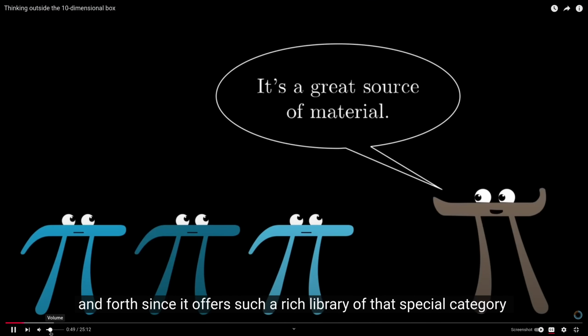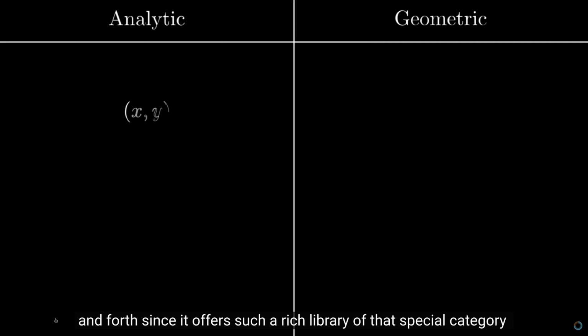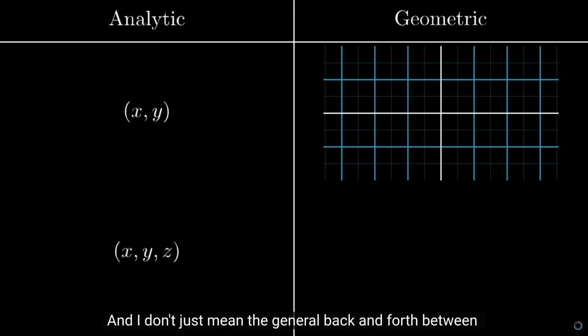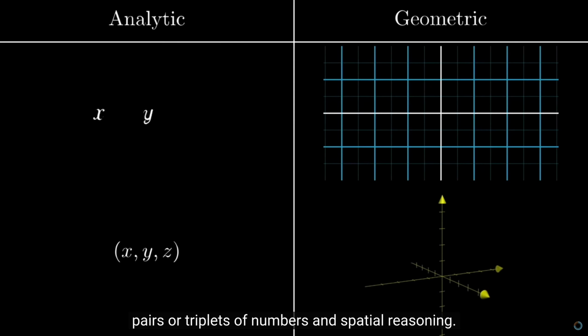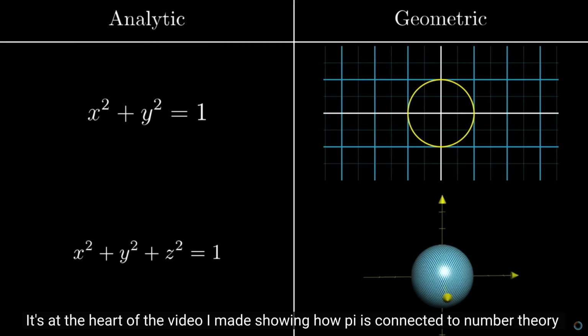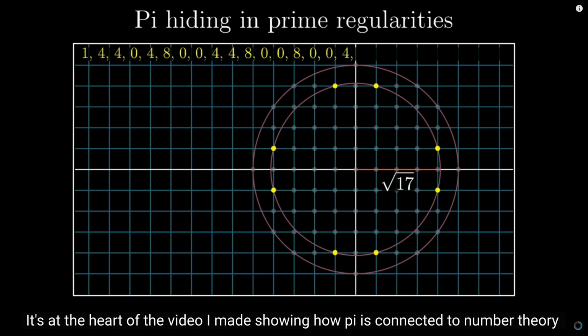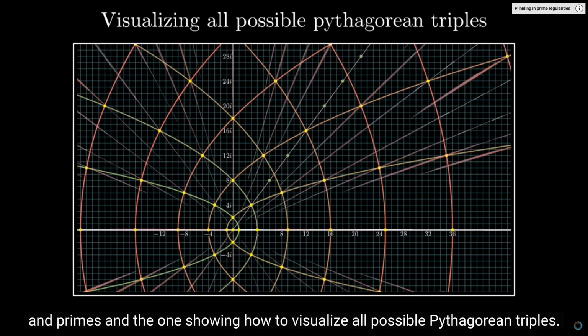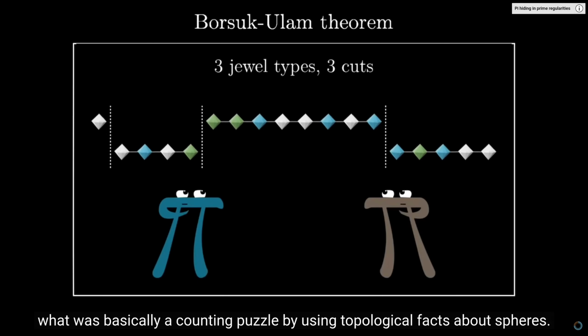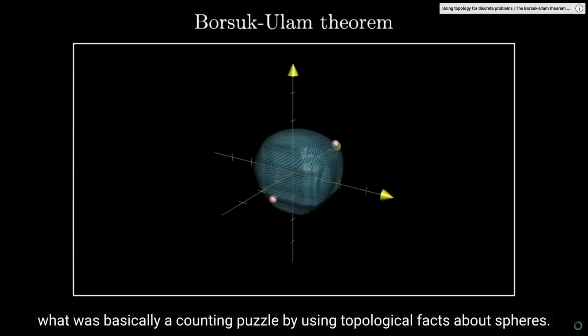Honestly, this channel has been the direct beneficiary of this back and forth, since it offers such a rich library of that special category of cleverness that involves connecting 2 seemingly disparate ideas. And I don't just mean the general back and forth between pairs or triplets of numbers and spatial reasoning. I mean this specific one between sums of squares and circles and spheres. It's at the heart of the video I made showing how pi is connected to number theory and primes, and the one showing how to visualize all possible Pythagorean triples. It also underlies the video on the Borsuk-Ulam theorem being used to solve what was basically a counting puzzle by using topological facts about spheres.